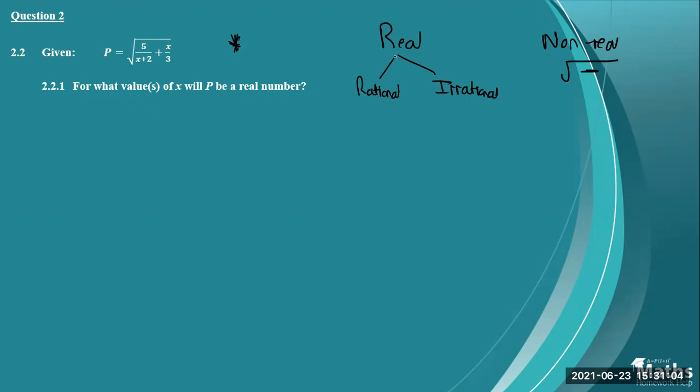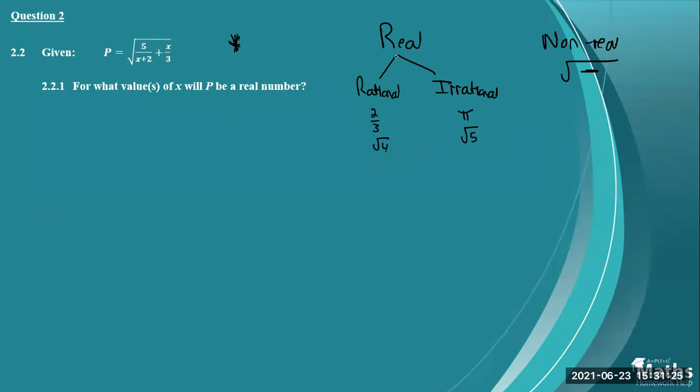But let's just go through this quickly. Real numbers is rational. Rational will be everything that makes sense, like a normal fraction. Irrational will be like pi, or it will be a square root that doesn't work out. Rational will be a square root that works out.